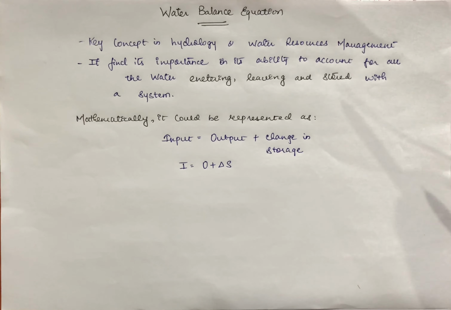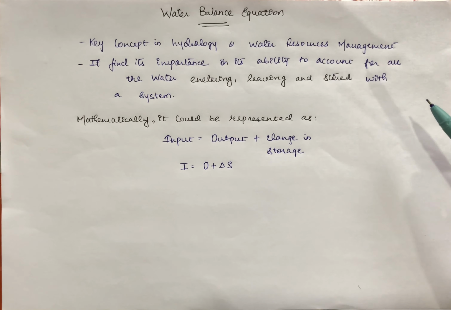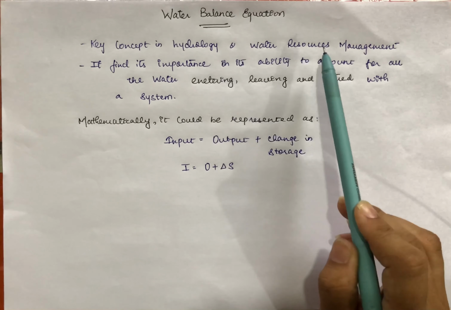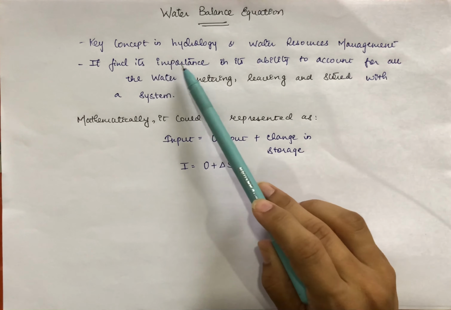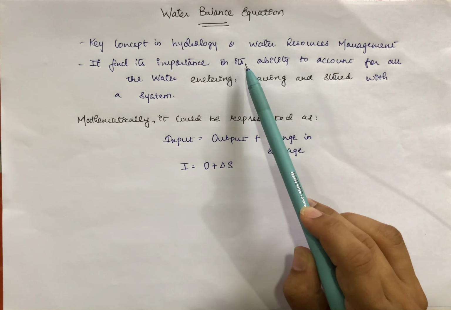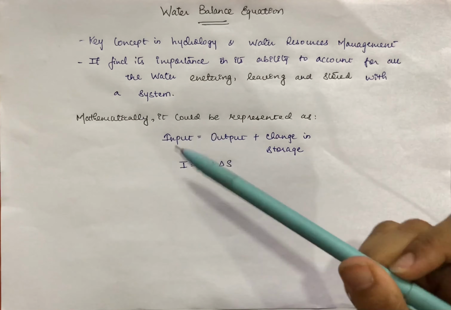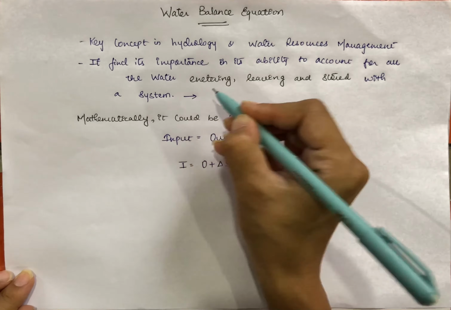Here we are going to talk about one more important term, that is the water balance equation with respect to hydrology. This water balance equation is a key concept in hydrology and water resources management. It finds its importance in its ability to account for all the water which is entering, leaving and getting stored within a system.